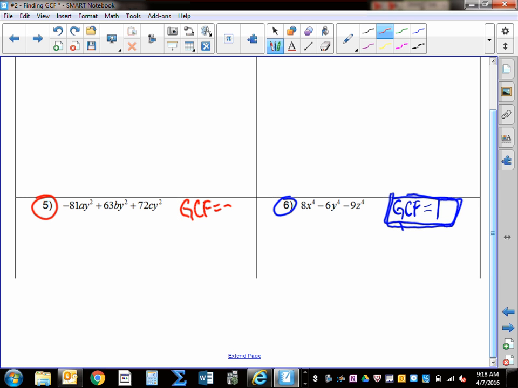Okay, looking at my numbers here. We have 81, 63, and 72. Isn't this a good time to take our shortcut method? What's the smallest number? 63. Let's break down 63. Alright, obviously 1 and 63. 3, so 2 doesn't work, right? So 3 and what else?